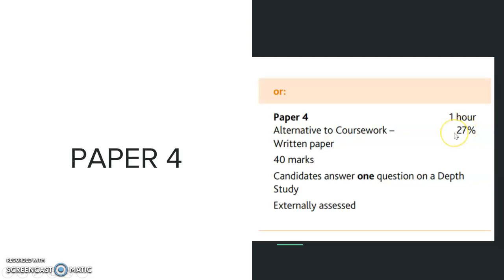So altogether for paper 1, 2, and 4, it will be 100%. Candidates should answer 1 question on a depth study. Depth study on 4 big events, which are WW1, Germany, Russia, and USA.